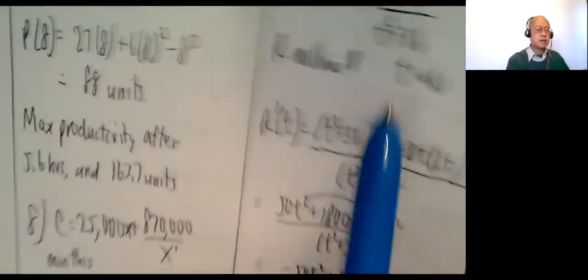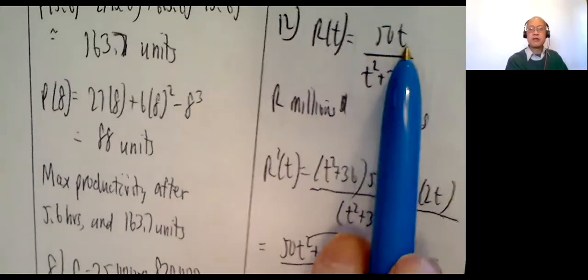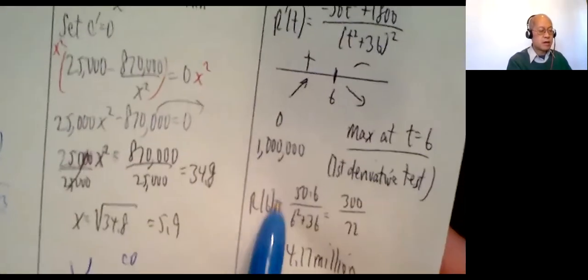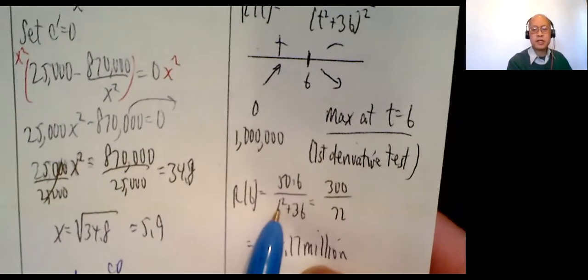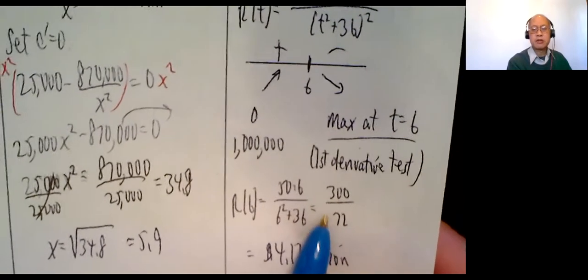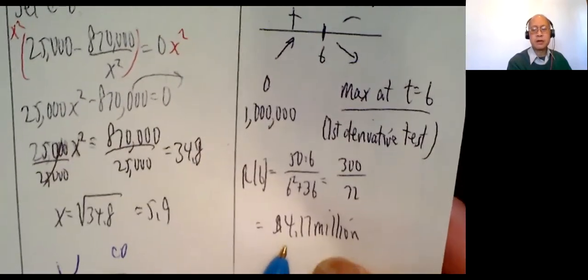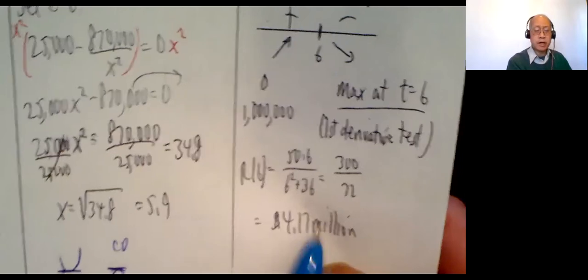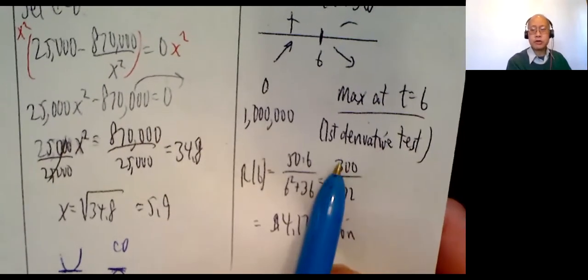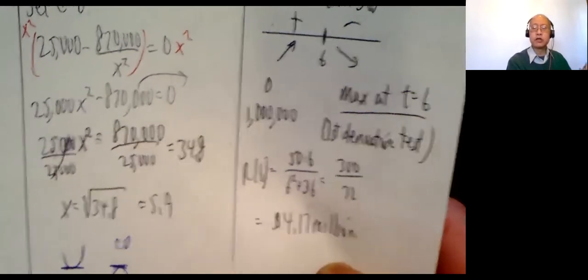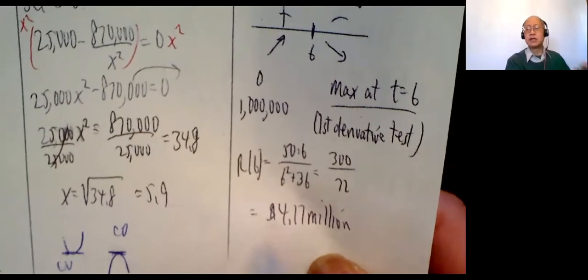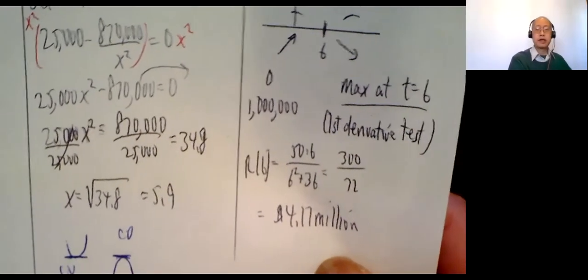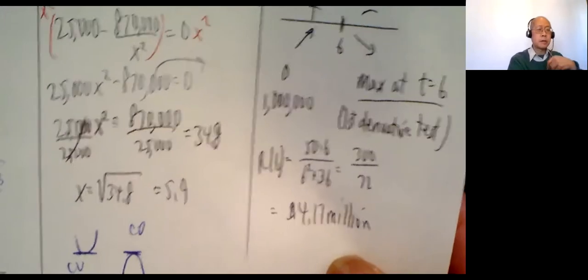Then I just plug in 6 over here and 6 over here. 50 times 6 over 6 squared plus 36, 300 divided by 72, 4.17. But again, the units were millions. So if you just do 300 divided by 72, it's 4.17, but the units were millions. So $4.17 million is the way I give my answer.